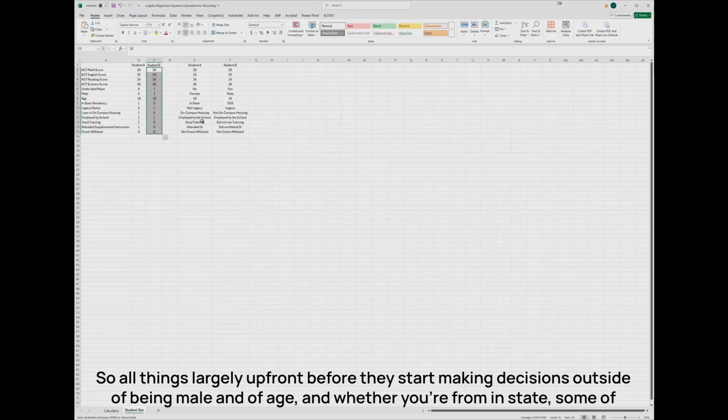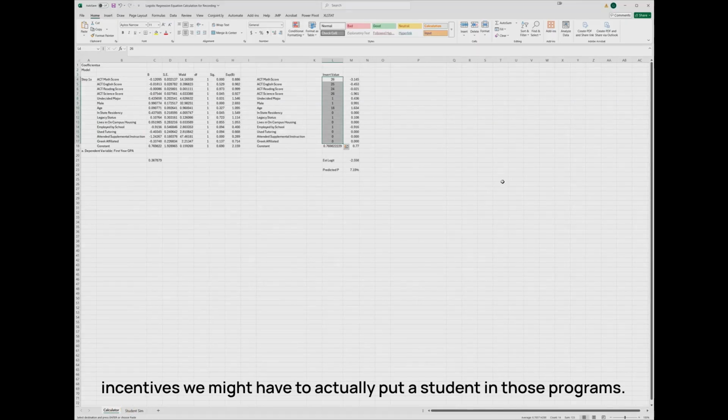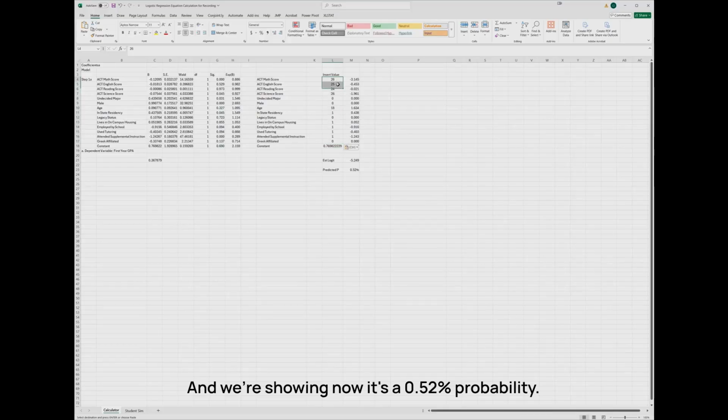So all things largely up front before they start making decisions outside of being male and of age and whether you're from in-state. Some of those behaviors they're actually taking when they enroll in school, we're not quite seeing yet, but we're seeing the after impact and what the incentives we might have to actually put a student in those programs when we take student A. And we're showing now it's a 0.52% probability.